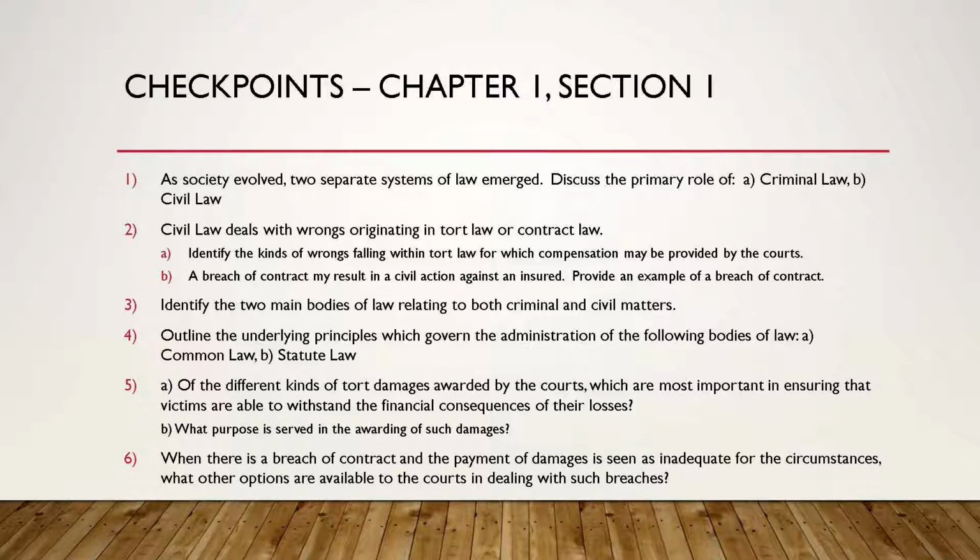So my thought is I'll go through the six questions, or even half of them, and then ask if anybody has any questions. But if something's not clear and you know it right away, just make a note. Civil law deals with wrongs originating in tort and contract law. Identify the kinds of wrongs falling within tort law for which compensation may be provided by the courts. So they're looking at wrongs in tort law where a payment will be made through the court. Those are intentional and unintentional torts. Intentional torts are something that was intended to be done, and an unintentional tort means a wrong that was done, but you didn't mean to do it. It wasn't planned or anything like that.